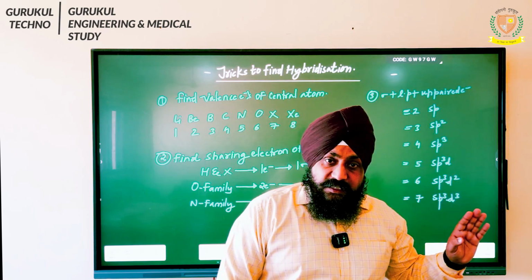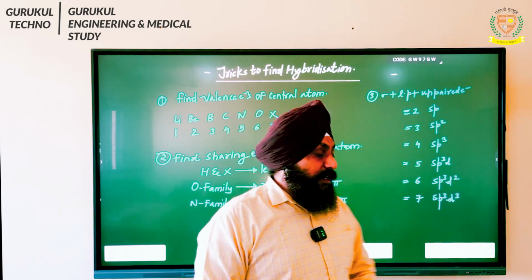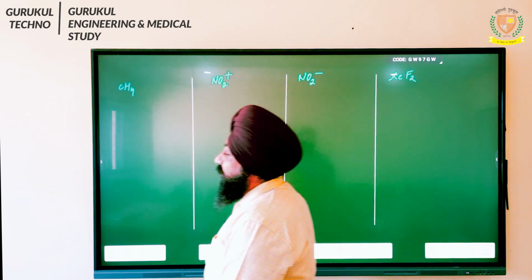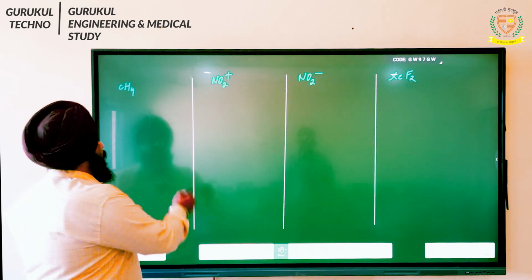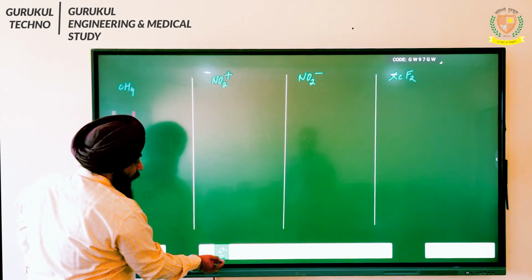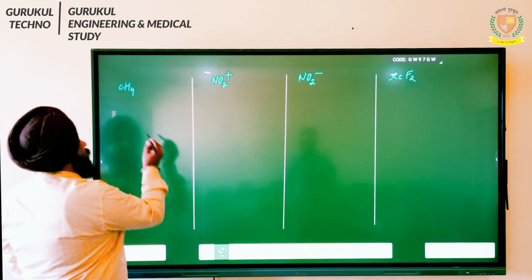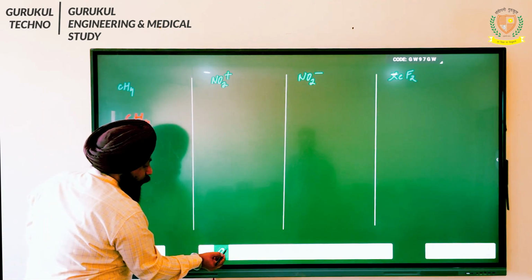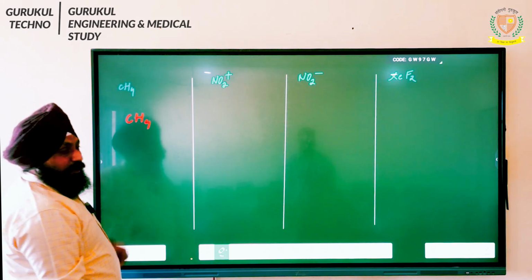Now using these 3 steps, we will find out hybridization of some of the examples which we have taken over here. See students, the very first example which I have taken is of what? Methane. So I will write methane here. I have written here CH4. Students, it is going to be your methane.